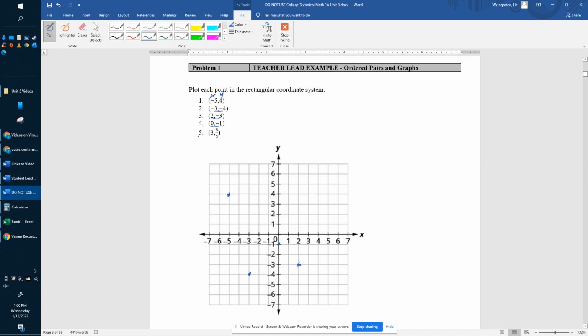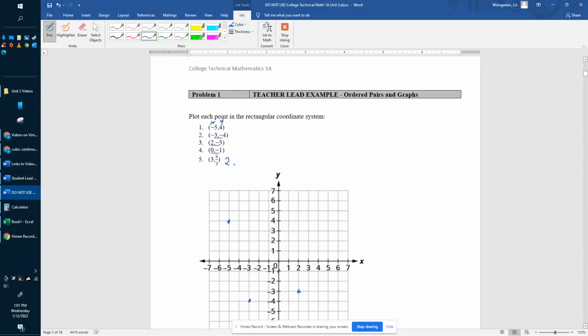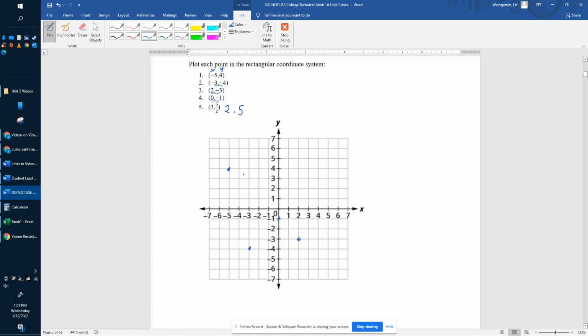Finally, there will be times you may see fractions or decimals that need to be plotted, so make sure you can evaluate that. If it is an improper fraction such as this one, make sure that you can convert it into a mixed fraction because that's going to be easier to graph. So 5 over 2 is going to convert to 2.5. So our x-coordinate is 3, so we move to the right 3, and y is 2.5, which is going to be about here.